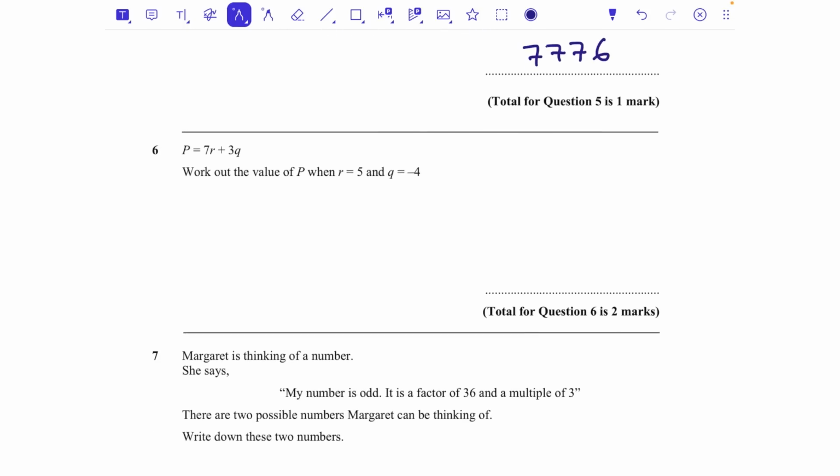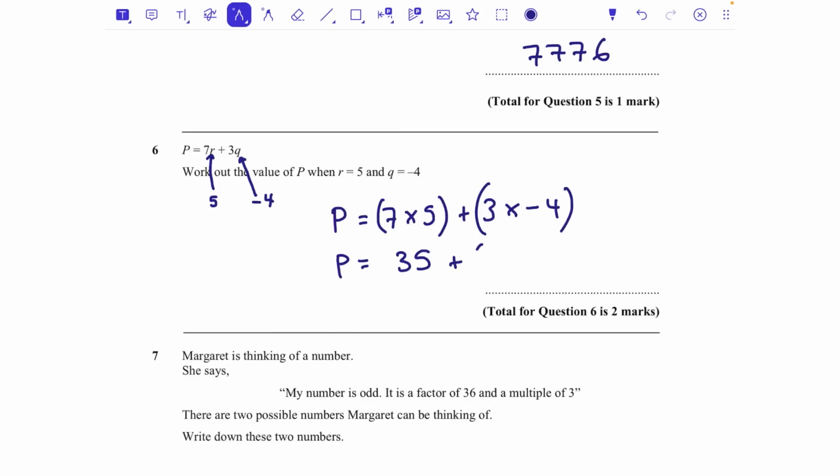Question number 6, work out the value of P when R is 5 and Q is minus 4. So if R is 5, that's going in there. If Q is minus 4, that's going there. So we're changing the letter to be that number that they've given us. So P is 7 lots of 5, add 3 lots of minus 4, because remember that 7R means 7 lots of R, and 3Q means 3 lots of Q. So we're timesing those together. P equals 35, add minus 12, and the plus minus, that's the same as a takeaway. So we're doing 35, take away 12, and that is 23.